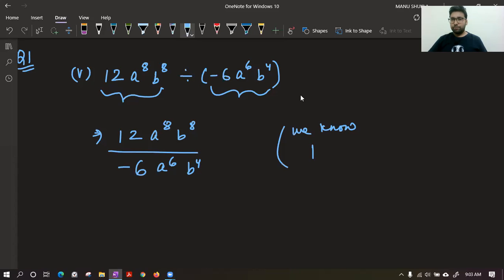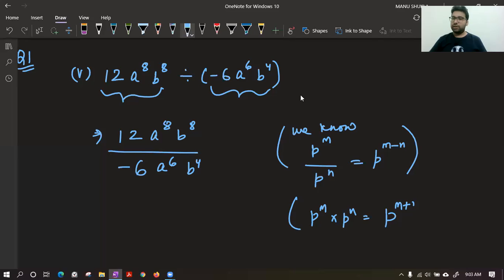We know that if there is p power m upon p power n, class, we have understood this thing. If the same base has powers m and n and they are in division, then how can we write them? We can write them as p power m minus n. Similarly, if they are multiplying, p power m into p power n, we can write this as p power m plus n. These are the rules of exponents. We will read these rules again in the chapter on exponents and powers. They are very simple. So if the same numbers are getting divided, the powers will subtract.